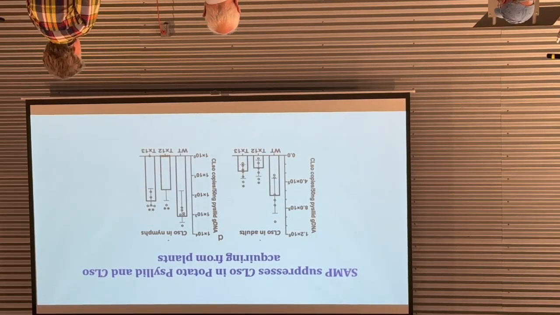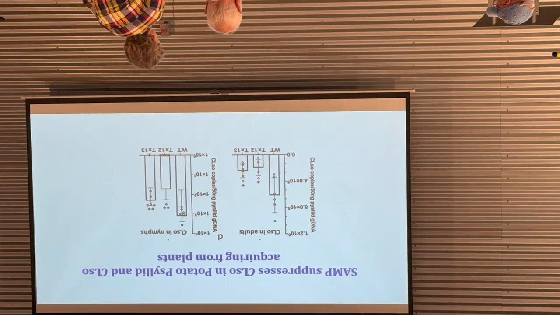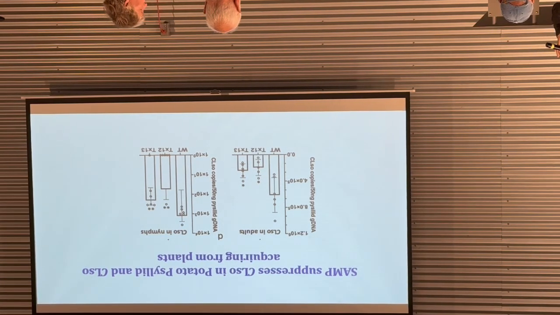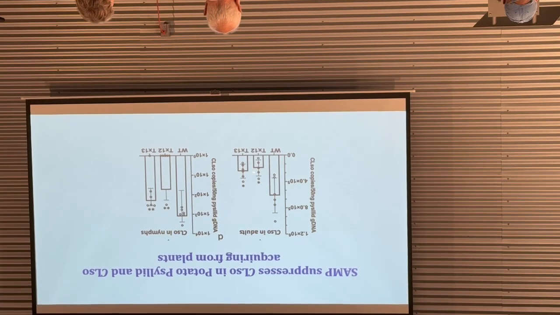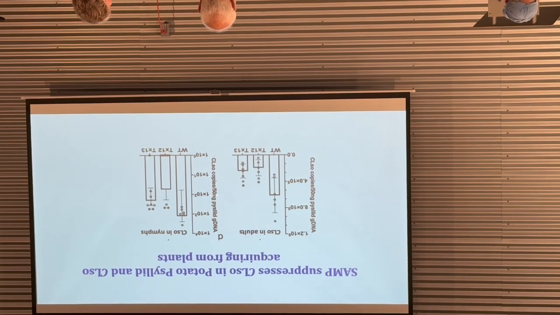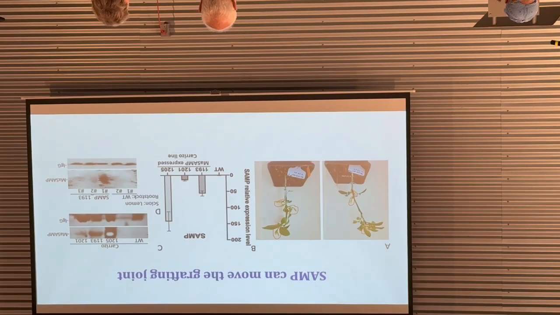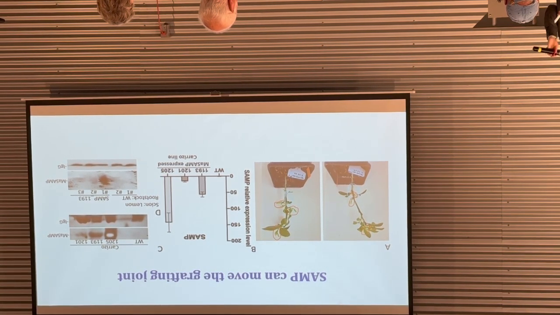And also we found that the potato psyllid... much longer time to generate the citrus plant that can express the peptide.